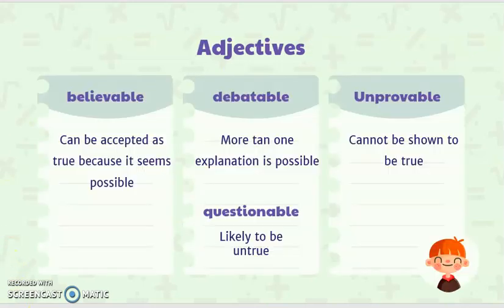Let me explain a little more what this means. Believable: can be accepted as the truth because it seems possible. Debatable: more than one explanation is possible. Remember, more than one explanation is possible. And improbable: cannot be shown to be true. And the last one, questionable: likely to be untrue. You can find all these examples, guys, on page 105 of your Summit.